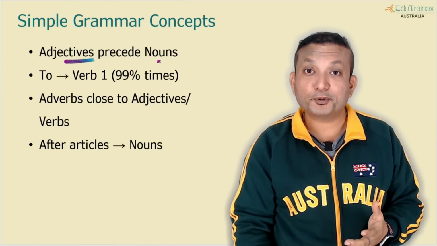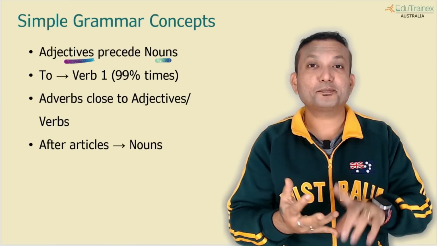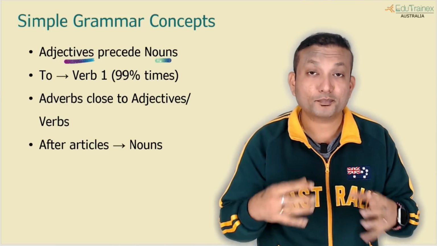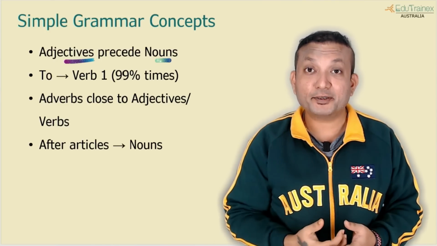Adjectives always come before nouns. Nouns are a person, place, thing or an idea. But what are adjectives? Something that describes the noun.